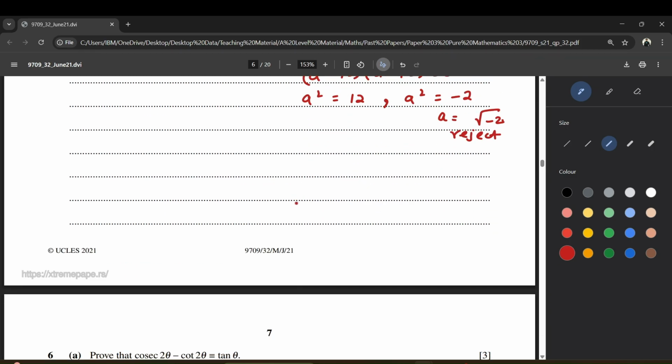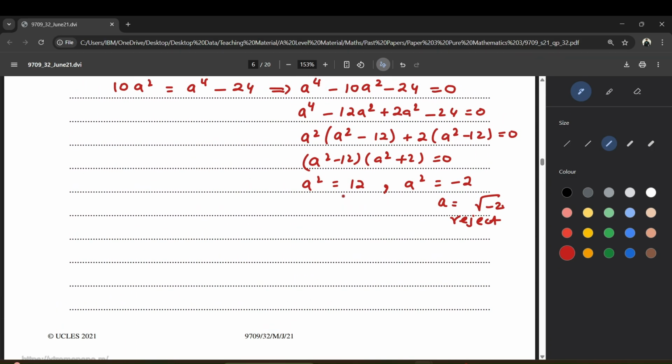So here we know that a square is equal to 12. That means a is equal to plus minus square root of 12. And if I simplify it, I would get plus minus 2 root 3. Okay, so now we have found two values of a. So when a is equal to 2 root 3, what is the value of b?